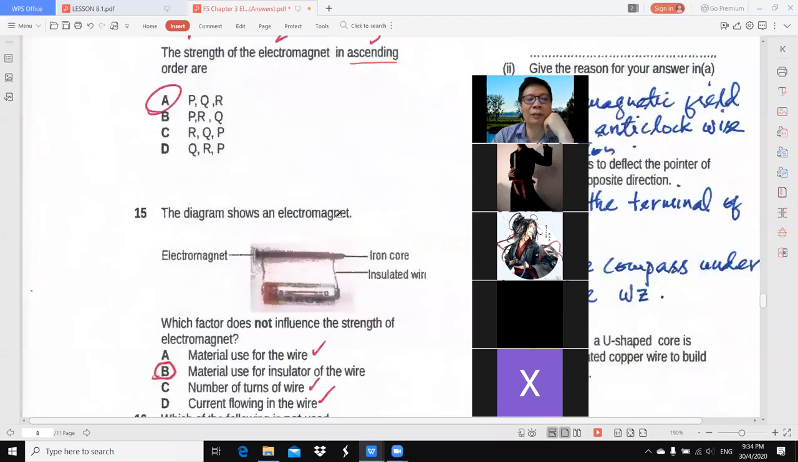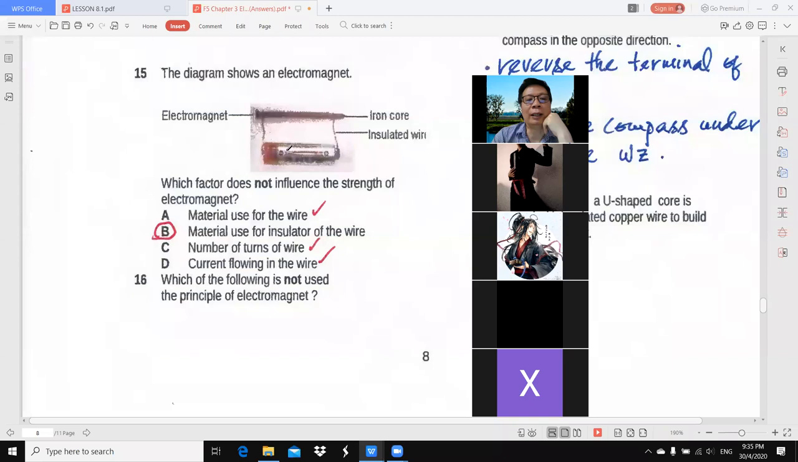Number 15. This one is an electromagnet. You see, this is a battery. When you turn on the current, this iron nail becomes a magnet, right? Okay. Which factor does not influence the strength of the electromagnet? The answer is the material used for the insulator. Insulator means the material to cover the wire, rubber, right? So this has nothing to do with it. Material used for the wire, of course. Number of turns, yes. Current flow, yes.